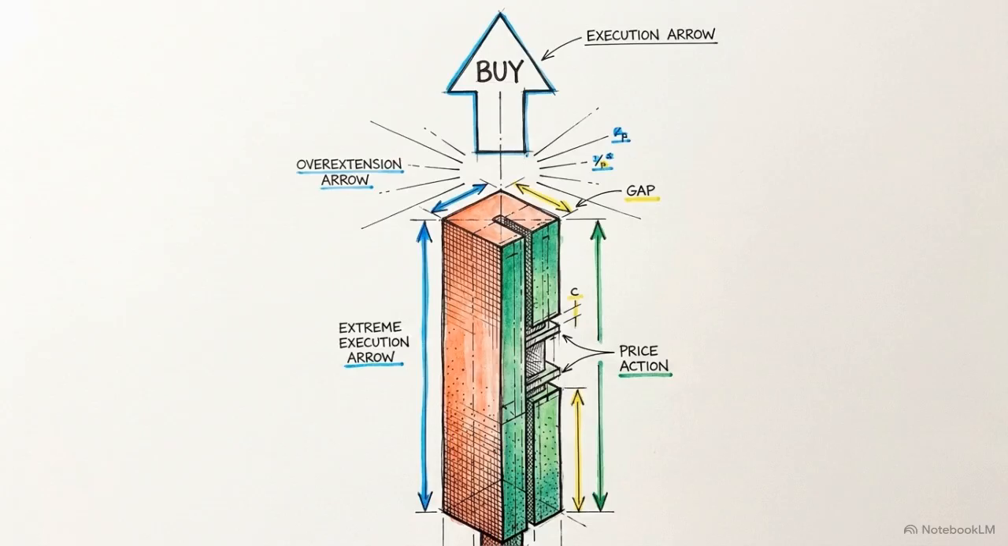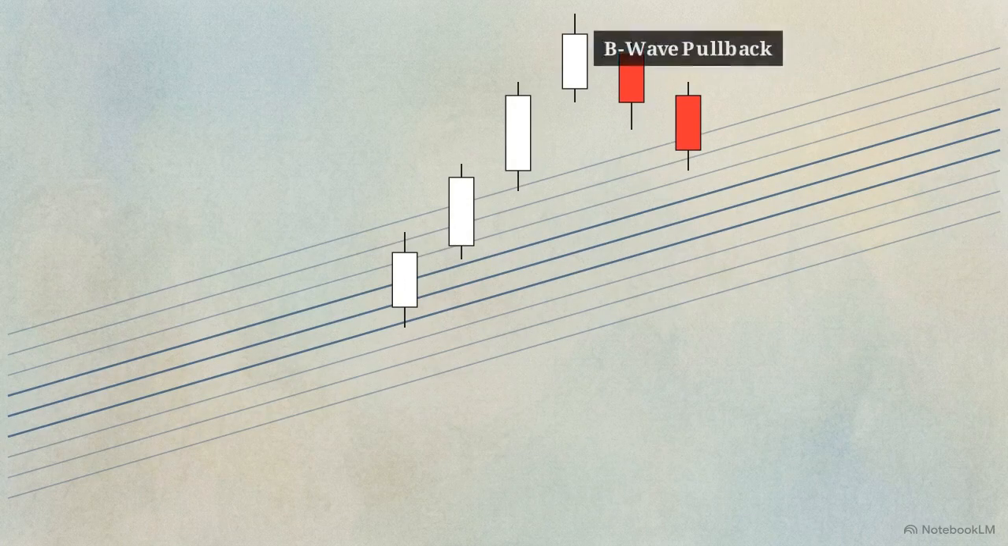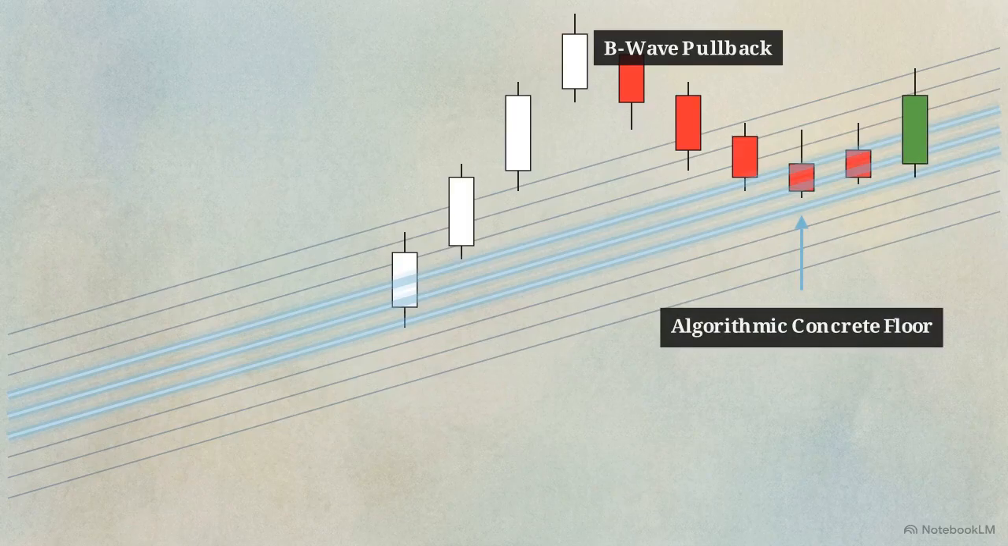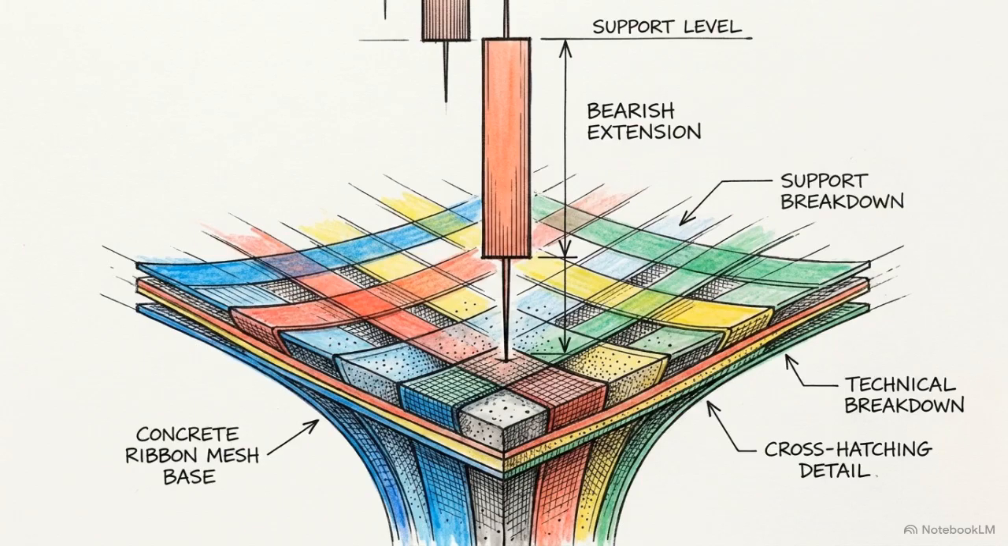Chasing vertical price action ruins your risk-to-reward ratio. Instead, wait for the rapid B-wave pullback. After the initial impulse, price action predictably drifts back down into the expanded ribbon's core structure. The inner layers of this matrix act as an algorithmic concrete floor. The institutional programs that funded the initial breakout are actively buying the trend. Therefore, their algorithms are calibrated to aggressively defend these specific inner layers to protect their position.